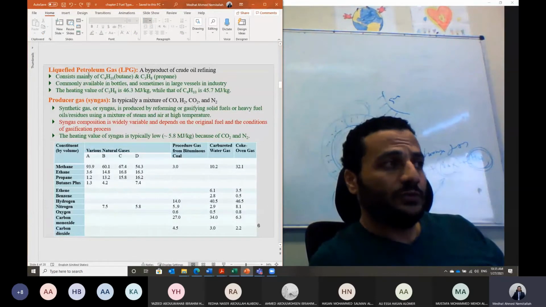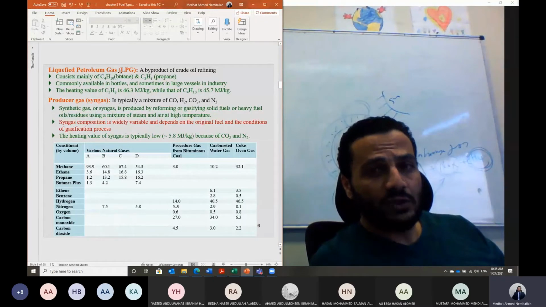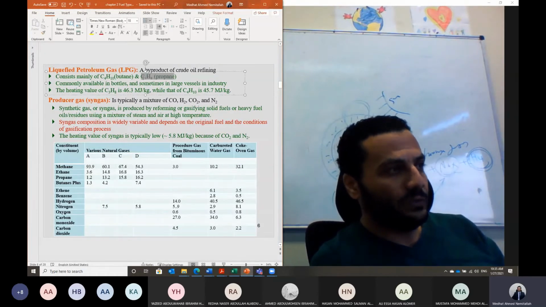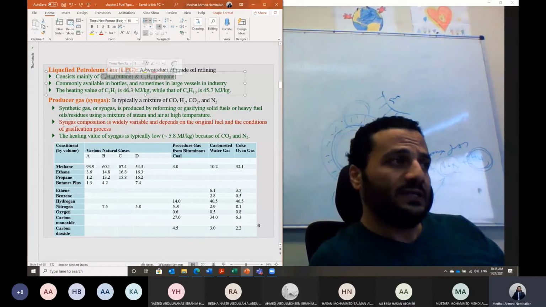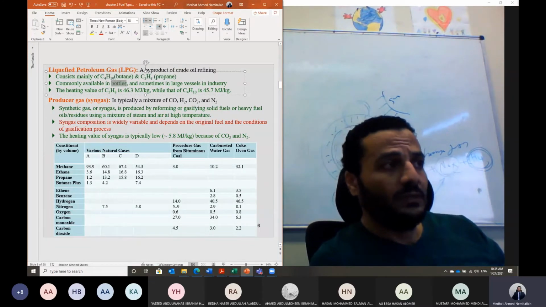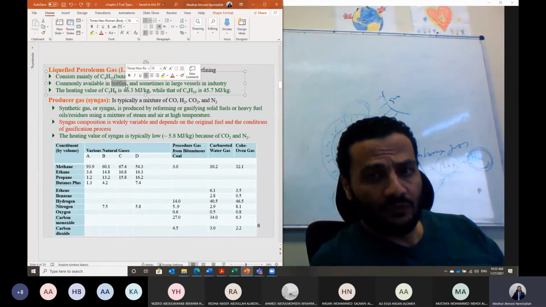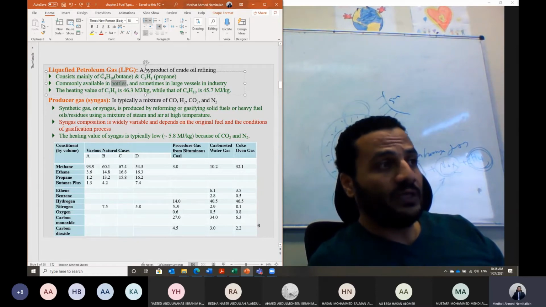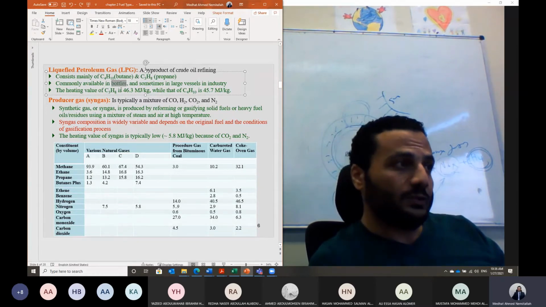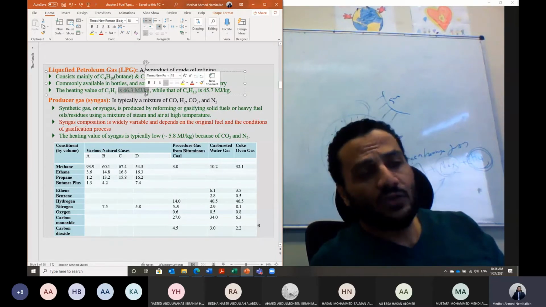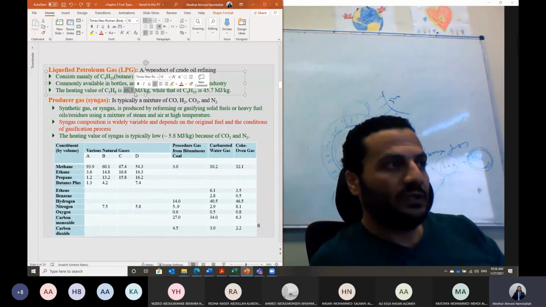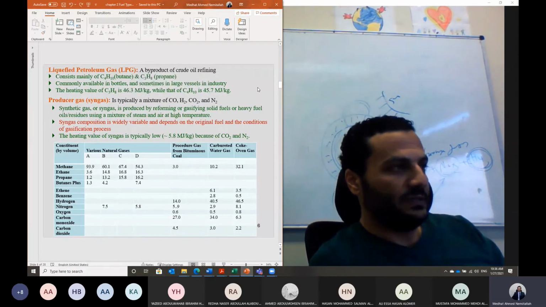We have a different fuel, which is liquefied petroleum gas, LPG. LPG is a mixture of about 50-50 propane plus butane. It is used in industry in some boiler applications, and it is used at homes. You see the bottle at home for the stove. This is liquefied petroleum gas, a mixture of propane plus butane. It has a similar heating value. Heating value is the energy content in the fuel per kilogram of fuel. It is about 50, very close to gasoline and diesel fuel.